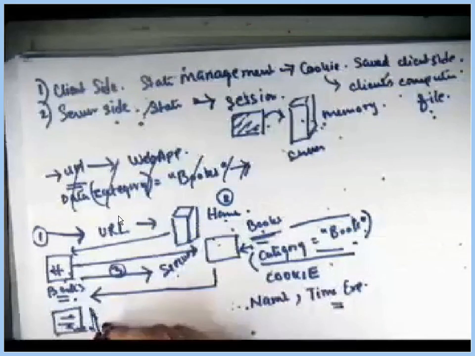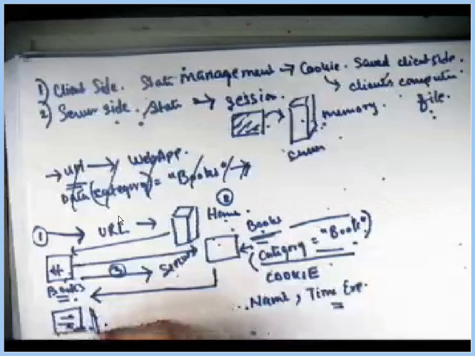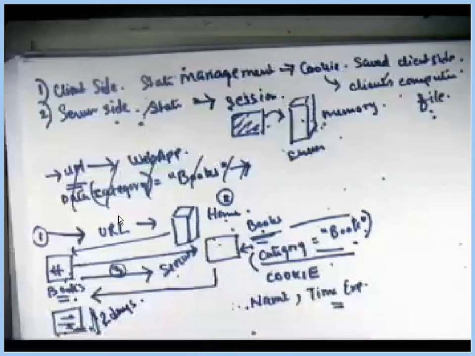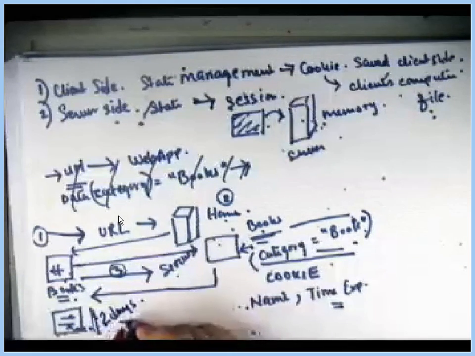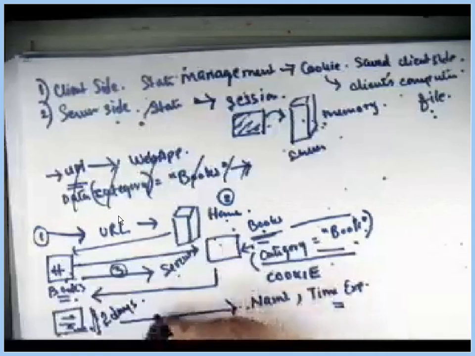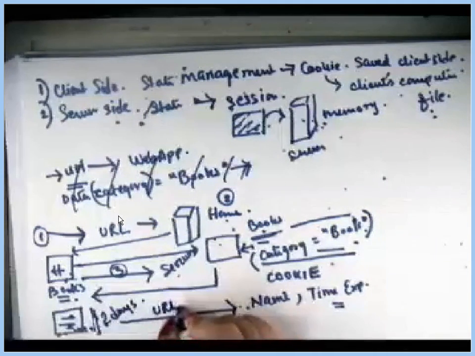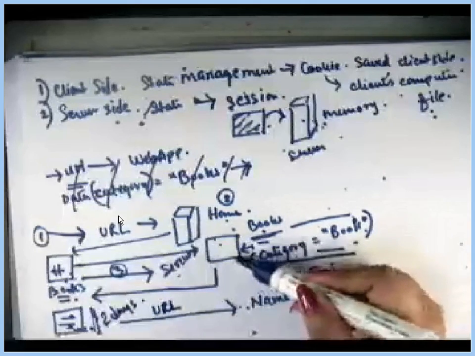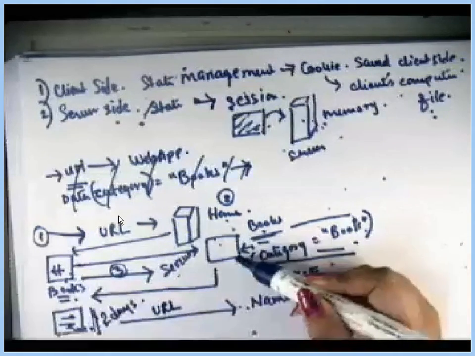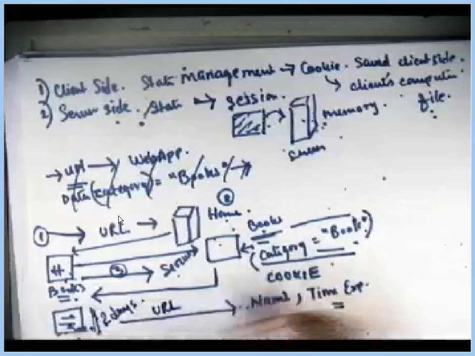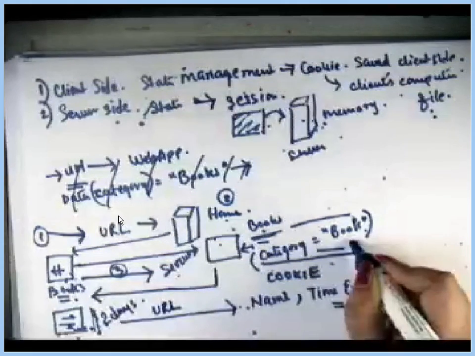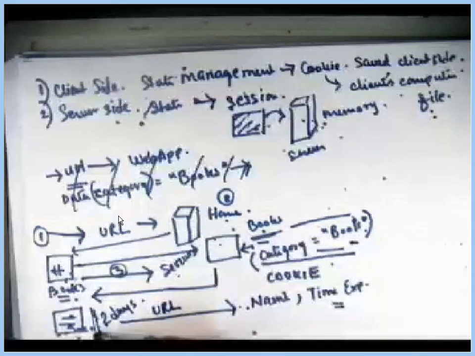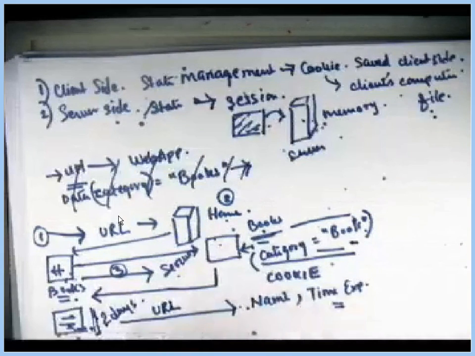Now, as long as the cookie is there, let's say for 2 days, the cookie will be available, right? So within the period of 2 days, whenever the user comes back to the same web page, automatically the server will be able to recognize that you are the one who had asked for a category called book. So the server can easily identify the user's choice and show him the relevant contents.